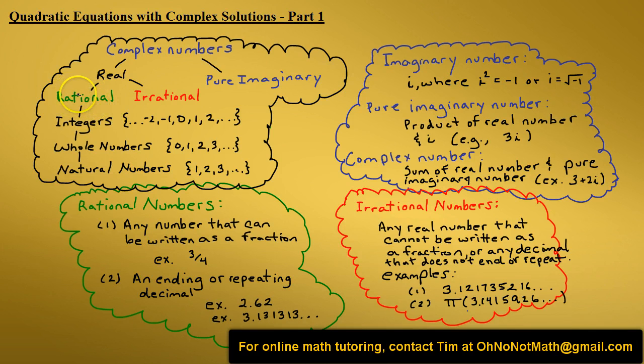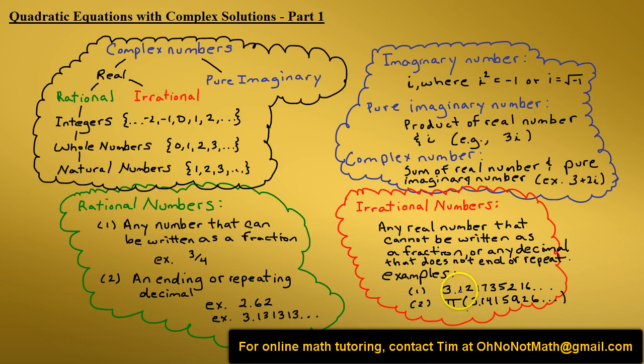So moving up from rational numbers, we have real numbers. Real numbers are made up of rational numbers and irrational numbers. So what is an irrational number? Let's go to the red cloud. An irrational number is any real number that cannot be written as a fraction, or any decimal that does not end or repeat. So basically what this says is that an irrational number is any real number that is not a rational number.